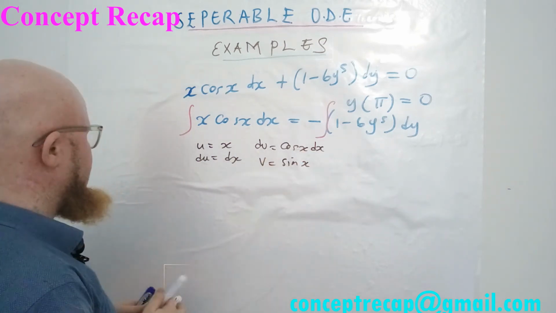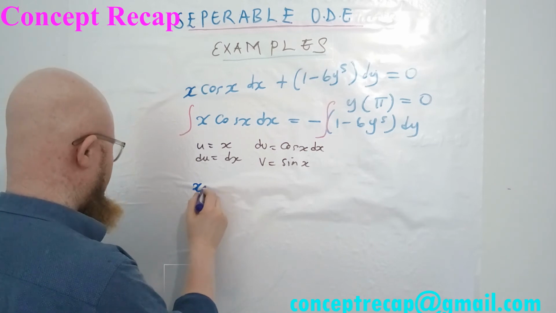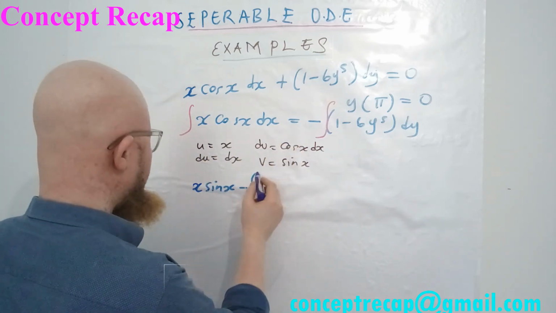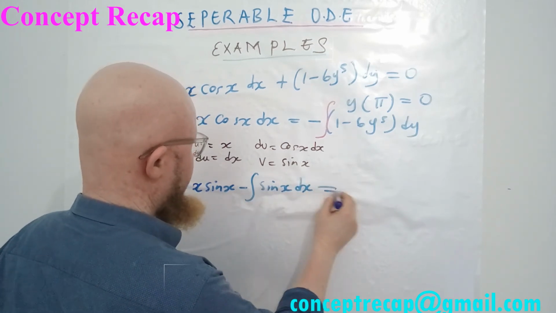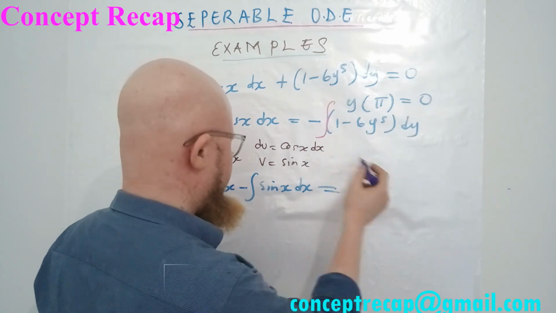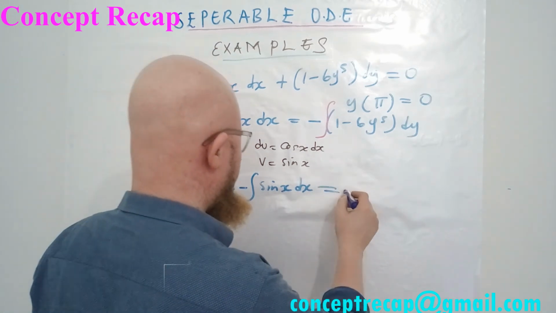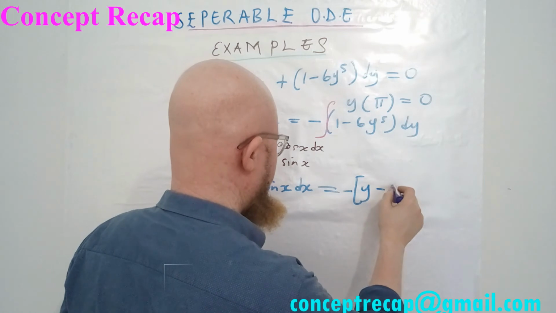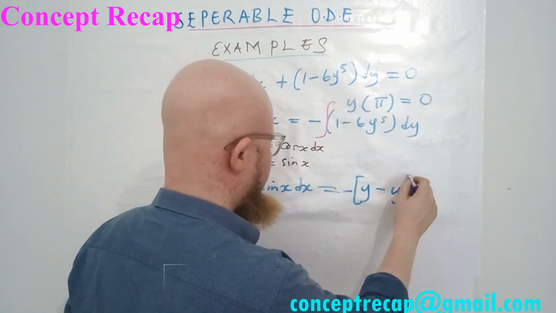Now we have everything. So we can rewrite this as x, which is u, and then sine x like that, and then minus the integral of v, like this, dx. This is the left hand side, and the right hand side is, you separate, the integral of 1 dy, and then the integral of y to the 5 dy. So you have the integral of this, it will be y, and the integral of the other one, because if you add 1, it will be 6, cancel, then it will be y to the 6, like this.